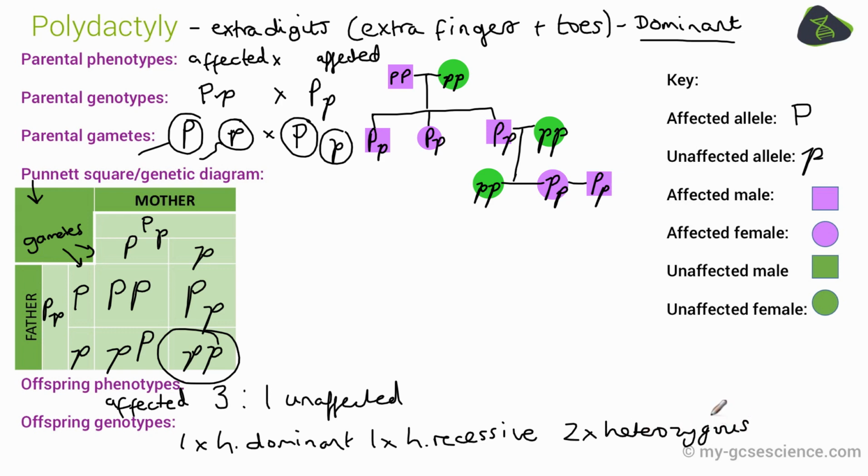Remember, when you are tackling any question on polydactyly, that it is caused by a dominant allele, that you need to set it out so that you have parental phenotypes first, then parental genotypes. Very important, get the gametes right, and then you do a Punnett square, also known as a genetic diagram. And once you have completed that, you must analyse your findings and quote the offspring phenotypes and offspring genotypes.